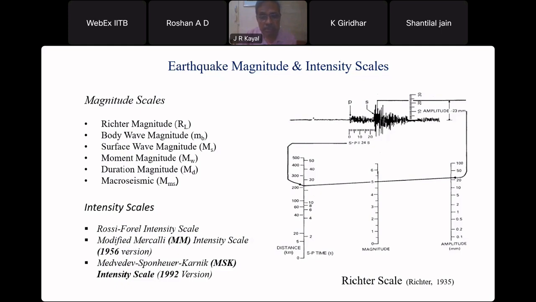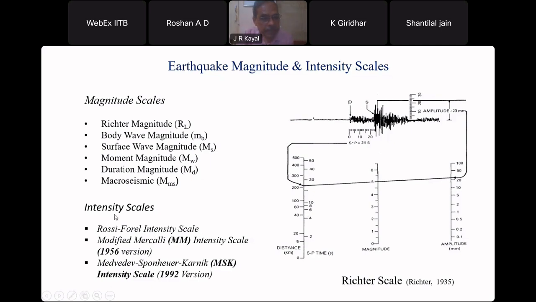Beyond magnitude 6, the Richter scale saturates, and we have come out with other scales, like moment magnitude, which is more stable. It is now called MW, and there are of course other scales: body wave magnitude, surface wave magnitude, duration magnitude, and magnitude from macroseismic intensity. So there are various magnitude scales. What I want to say is that today we have a more stable scale, MW. This is the size of the earthquake, meaning the energy of that earthquake.